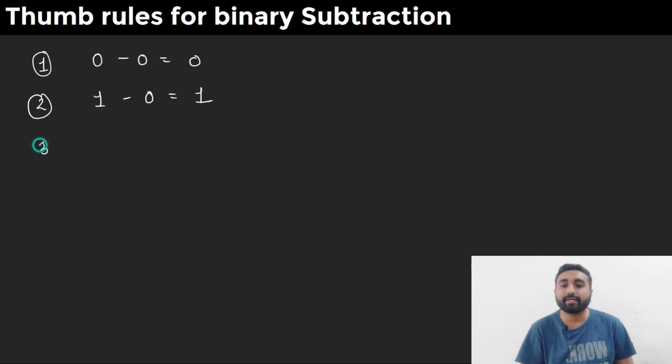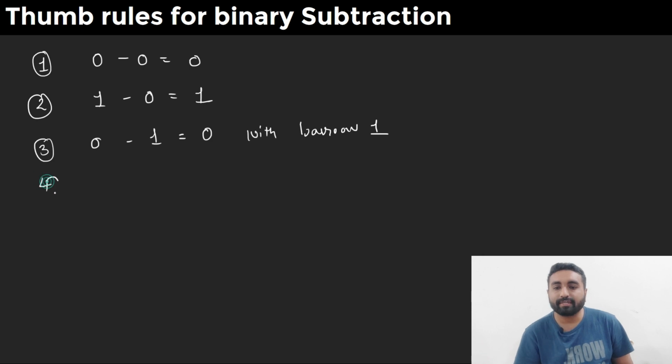The third thumb rule over here is 0 minus 1. I hope you all know that 1 cannot be subtracted from 0. So as we were doing in decimal, we have to take a borrow. So here your answer will be 1 with a borrow of 1. And the fourth thumb rule is again very easy, that is 1 minus 1, that is equal to obviously 0. So these are the basic thumb rules that you need to apply while solving any example of binary subtraction.